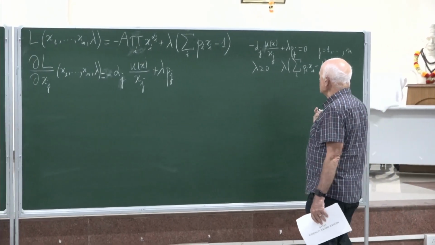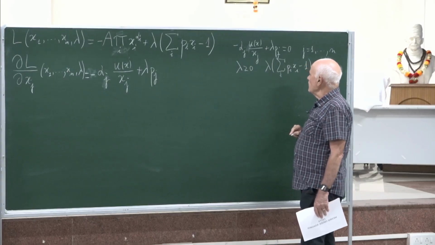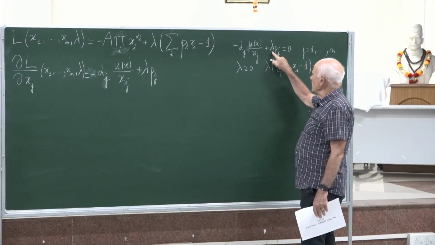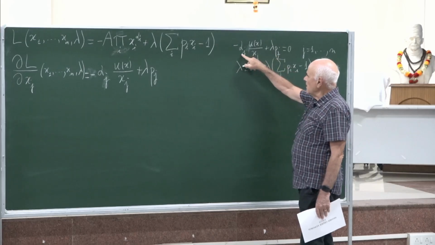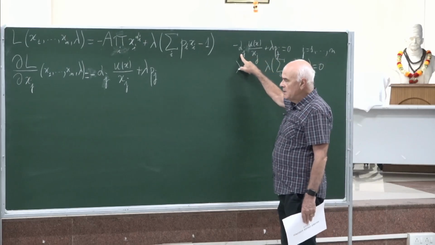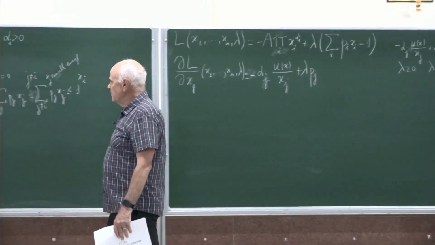Then, as usually happens to us, lambda cannot be 0, because if lambda were 0, this inequality would tell us that alpha j is 0, which is not the case, or u of x is 0, which is not the case either.